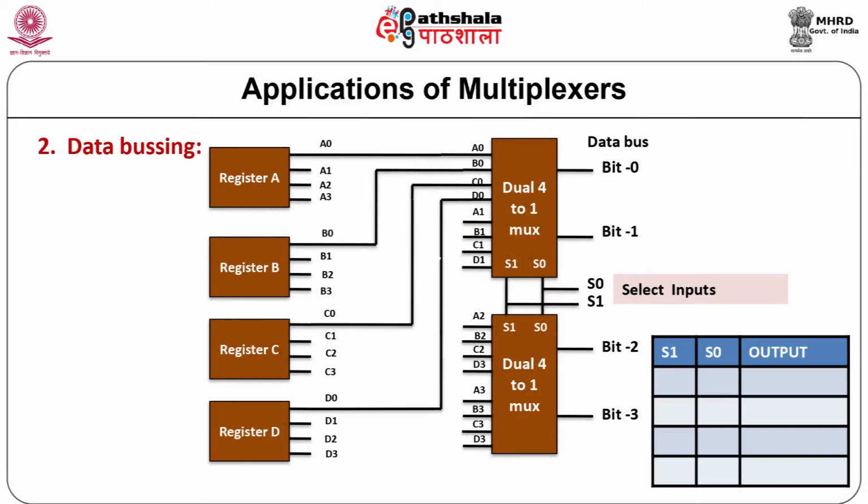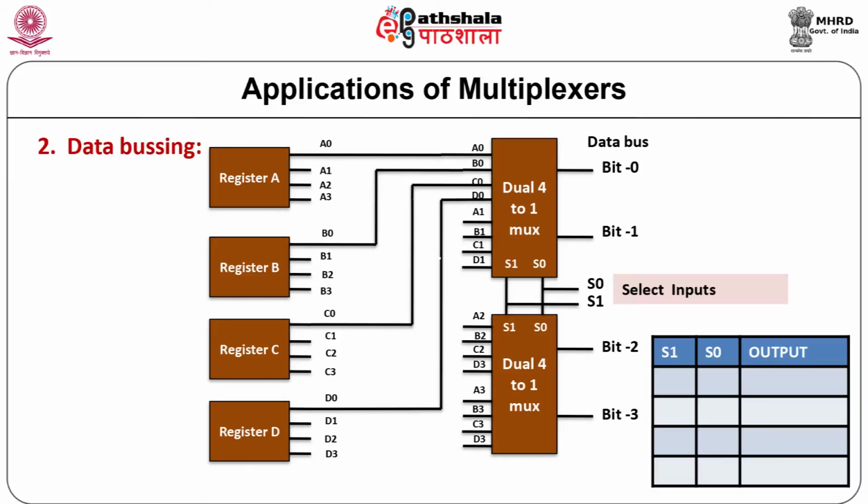Multiplexers can be used to construct a data bus structure for microprocessors and microcontrollers. In this case, multiplexers are used in such a manner that it accepts data from various multiple bit sources, for example, registers, and connects the desired source to a data bus under the control of select inputs.